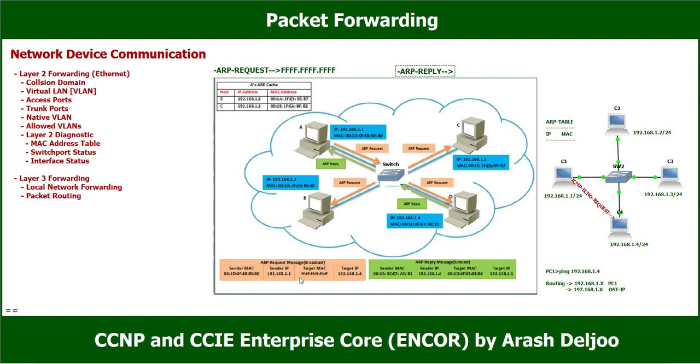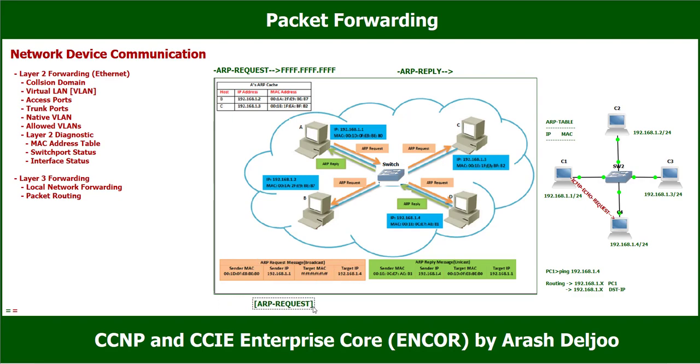Here you can see the information that we have in the ARP request. We have the sender MAC address, this is the MAC address of computer A. We have the sender IP address, the IP address of computer A, and also the target MAC address FFFF, and the target IP address 192.168.1.4. If you want to draw the real ARP packet, you can use this information. This is the ARP request, including this information.